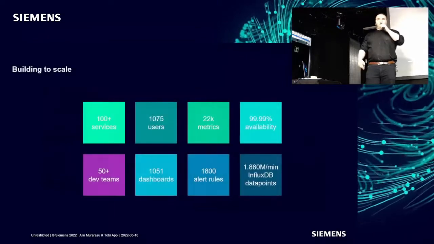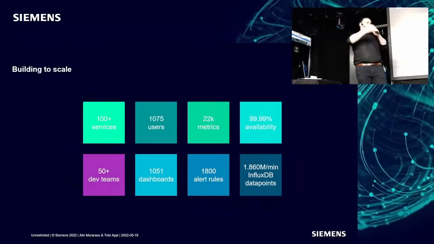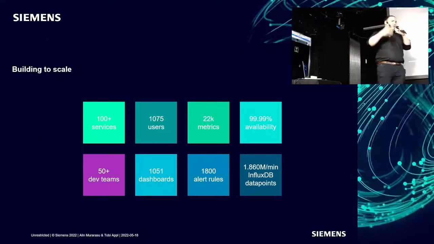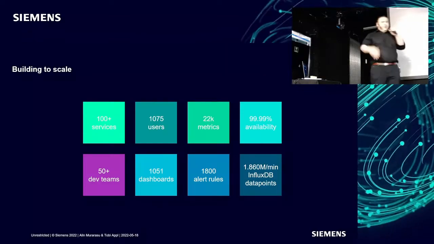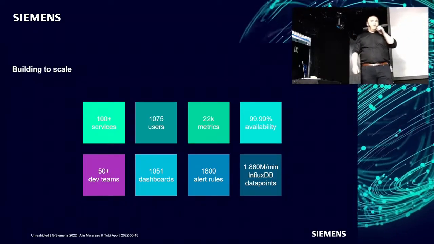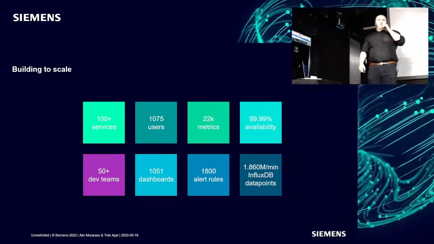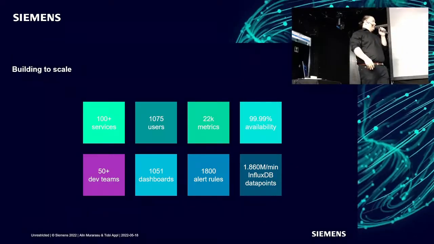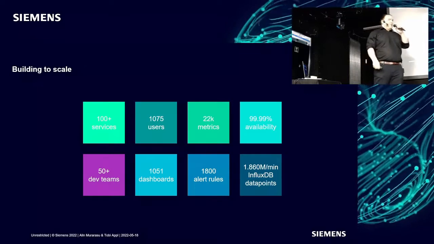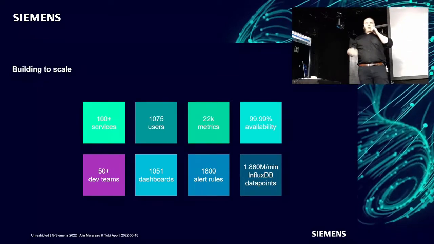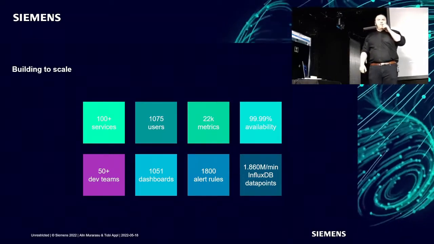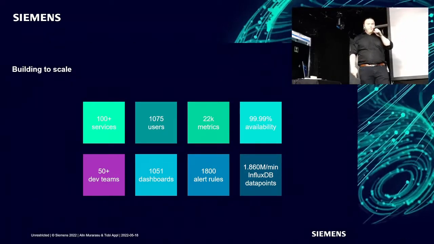So since we now talked about what we do, this is a bit of a sense of scale. We do this for hundreds of services. We do this together with 50+ development teams. We have over 1 million data points per minute ingress into InfluxDB, and we have over 22,000 metrics in our Grafana dashboards visualized today.